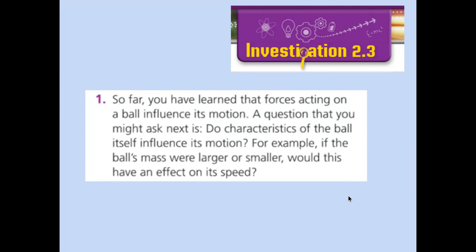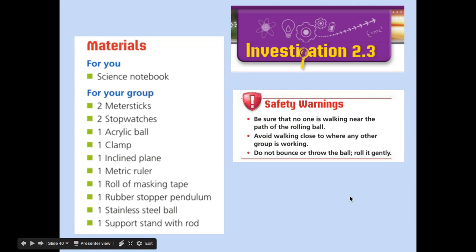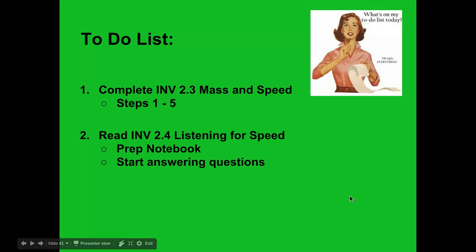So before we start, you need to think about characteristics that influence motion. And then we have the materials and the safety warnings for this lab. And then finally, our to-do list. You're going to make sure that you complete investigation 2.3, mass and speed, all steps 1 through 5. And then when you're done, you should read investigation 2.4, listening for speed. And then you should prep your notebook for that, and you could start answering questions as a group. So 2.3 today, and enjoy your Monday.